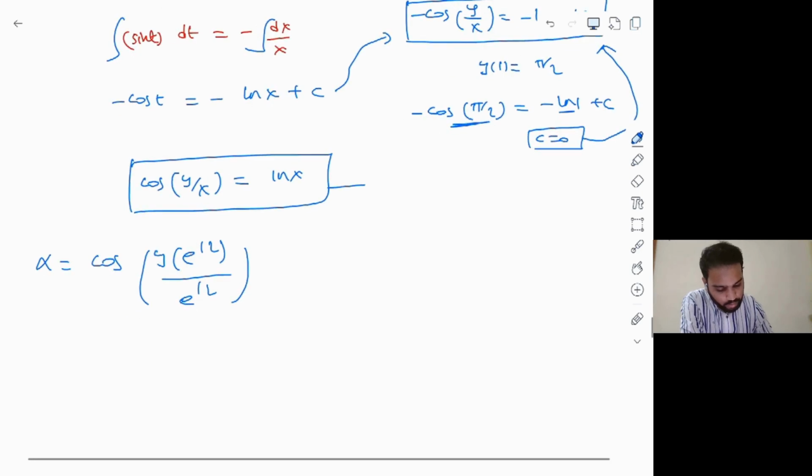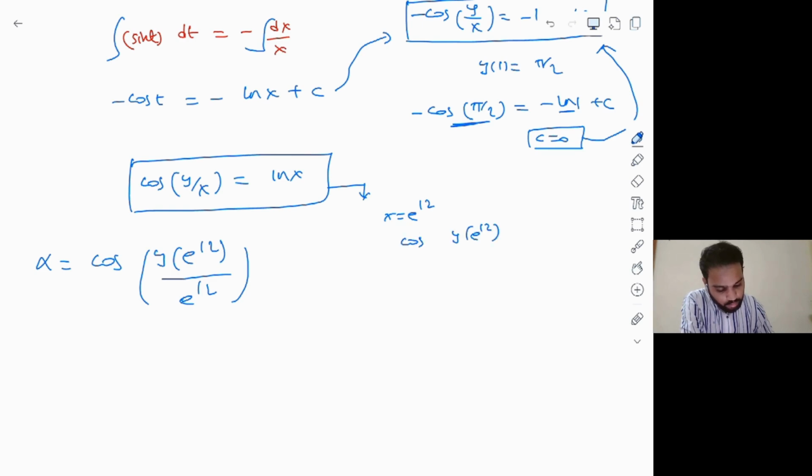In this particular solution, you simply put x is equal to e to the power of 12, because when x is equal to e to the power of 12, we can find out this value, right? So if you put x is equal to e to the power of 12, cos of y of e to the power of 12 divided by e to the power of 12 is equal to ln of e to the power of 12, because this is y of x. y is a function in terms of x, right? It's like y of x here. Okay, I hope it is clear.